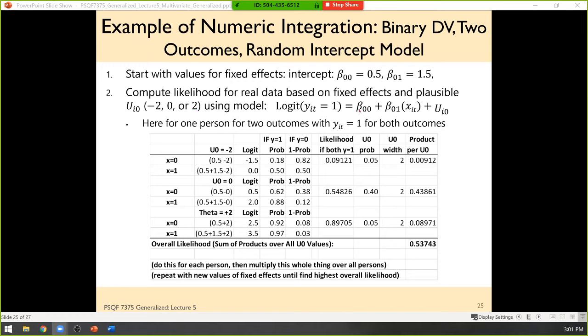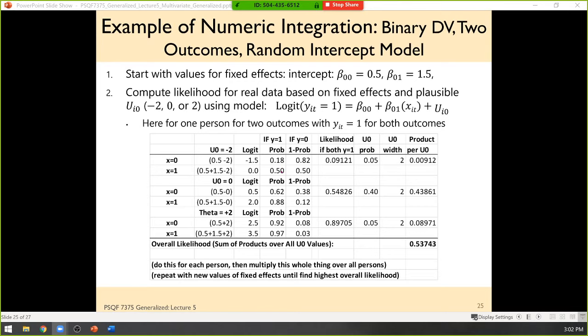And here's my model. For this person right here, they have a 1 for both of their outcomes. We know that much in the data. If it's the reference outcome and I try on a U of -2, the model gives me an intercept of 0.5, the slope drops out, and 0.5 minus 2 gives me a predicted logit of -1.5. If I unlogit that back to probability, the logit of -1.5 translates into a 0.18 probability of getting a 1. For the other outcome, the model says it's the intercept plus the slope minus my random intercept of -2. That gives me a logit of 0, which converts into a probability of 0.5.